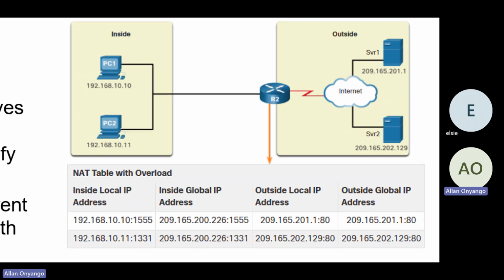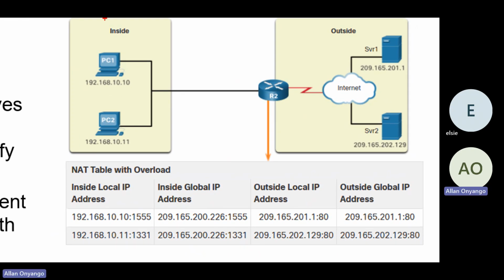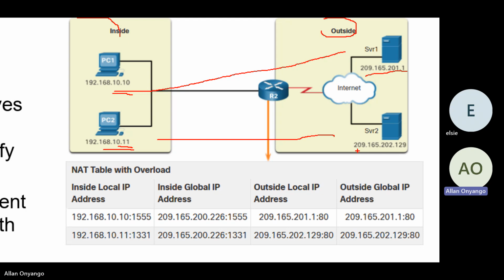Looking at this diagram, of course, we have an inside network here and an outside network here. PC1 has an IP address of 192.168.10.10. PC2 has an IP address of 192.168.10.11. Now, PC1 wants to visit server 1, which is at 209.165.201.1. PC2 at 10.11 wants to visit server 2 at 209.165.202.129 on a different network.